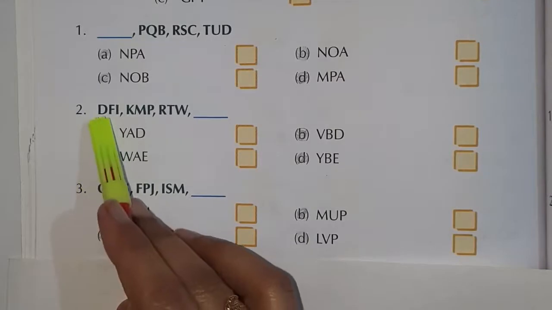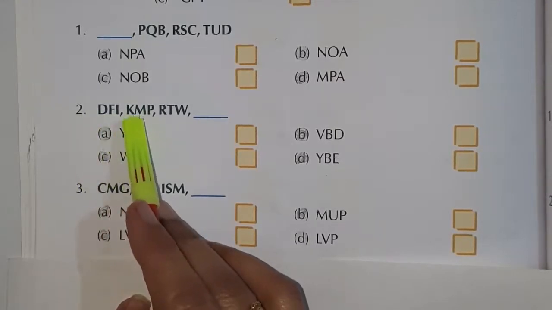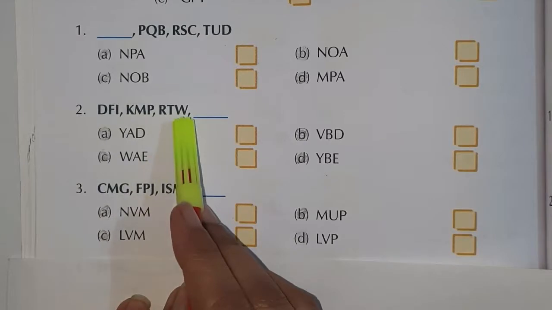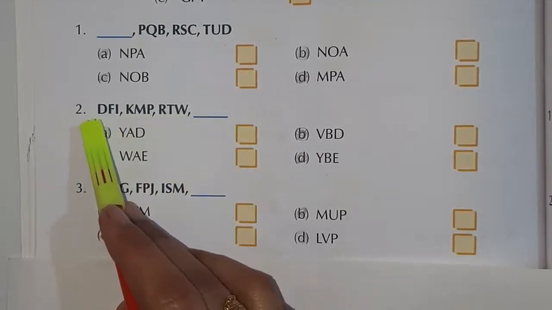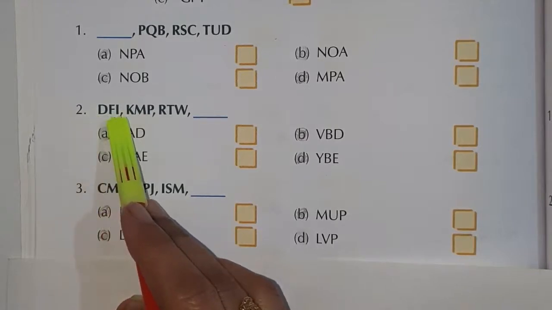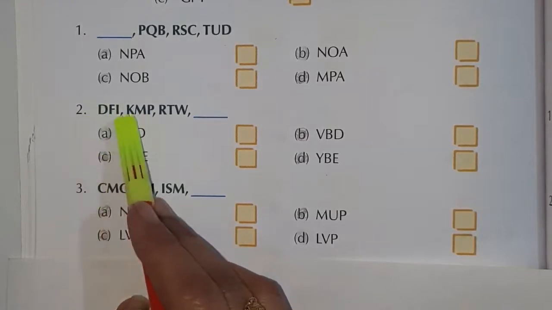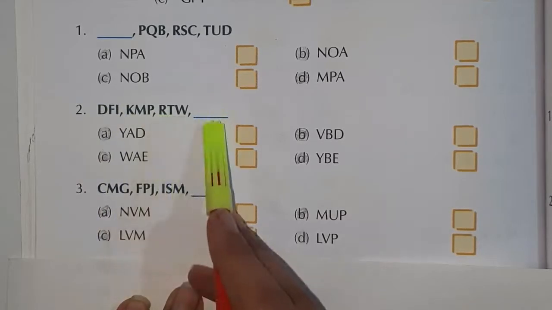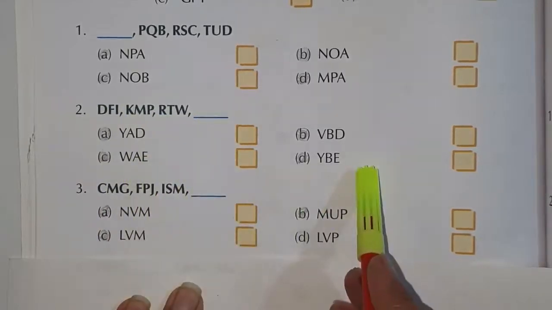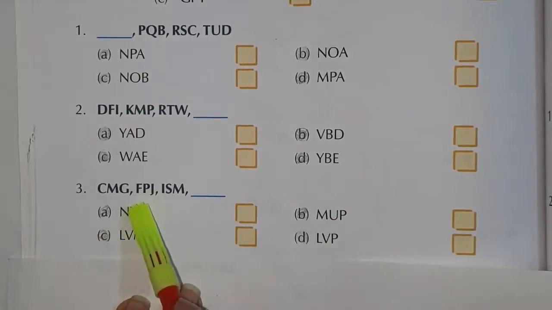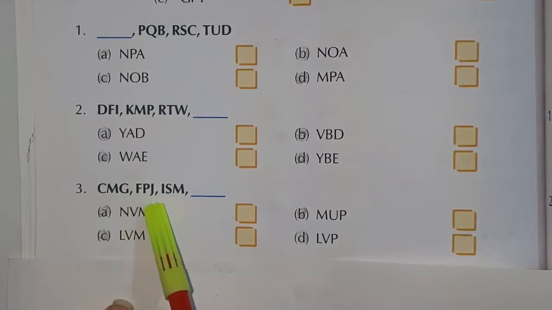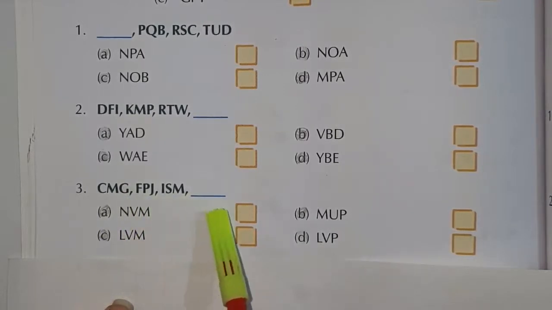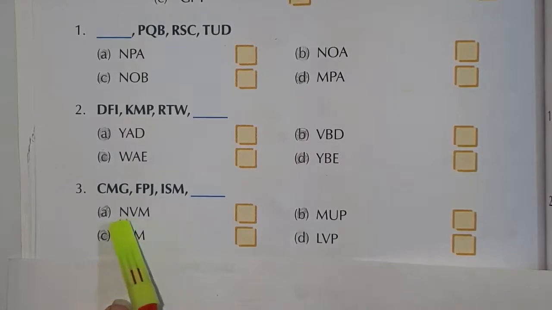Question number 2. DFI, comma, KMP, comma, RTW, comma, dash. So you need to check, is there any relation between DFI or there is relation between DKR, and choose the correct option. Third question is CMG, comma, FPJ, comma, ISM, comma, dash. 4 options are given. You have to choose the correct option.